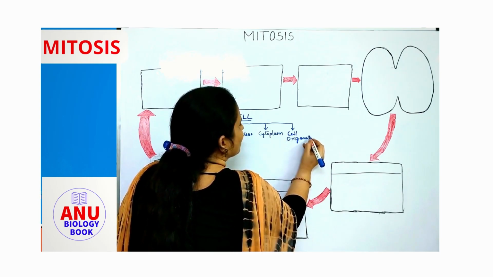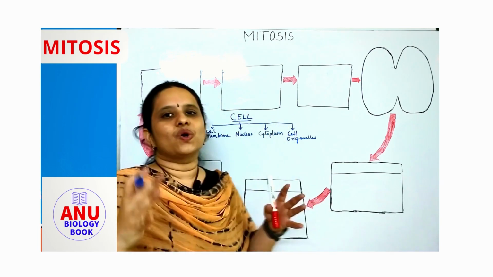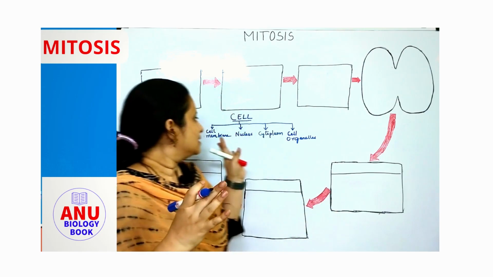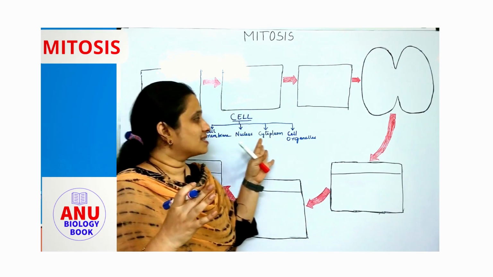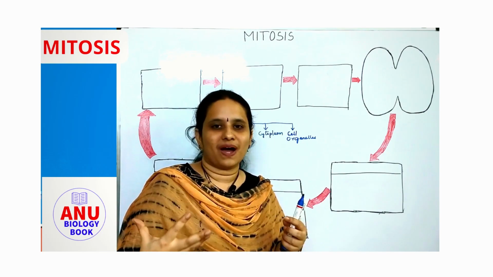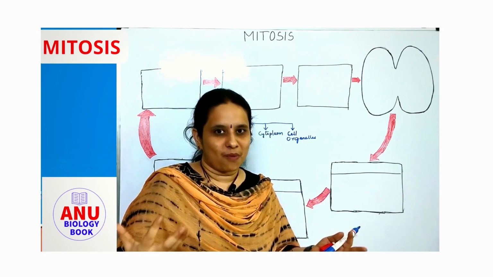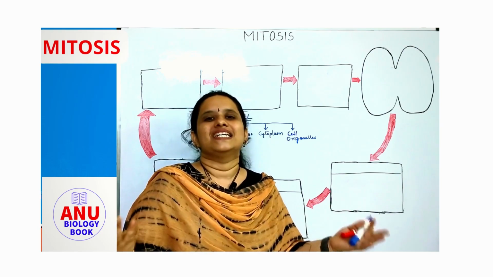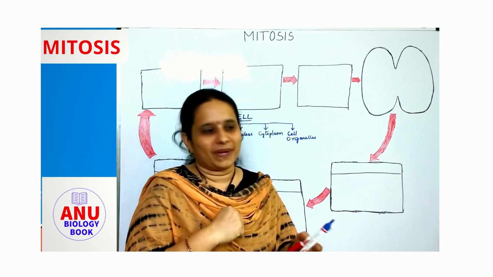And the next important components, as we all know, are the cell organelles. So if a cell is going to divide, the new cell must contain the cell membrane, nucleus, cytoplasm and cell organelles. If a cell is going to divide, which one will be formed first, how it is formed and how the cell is divided, let us get into the topic now.